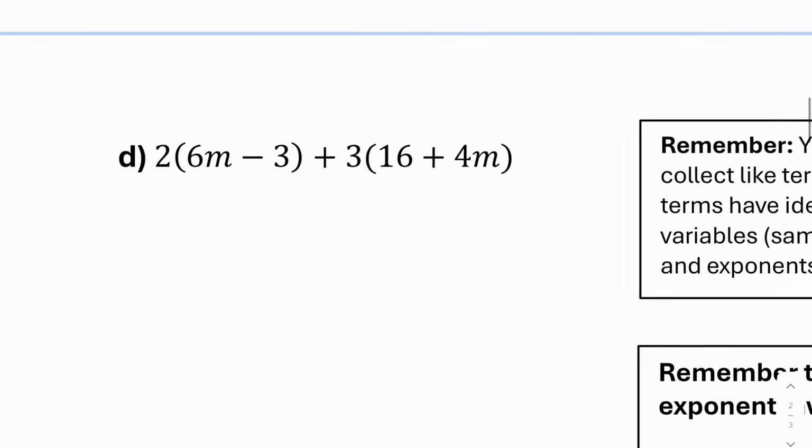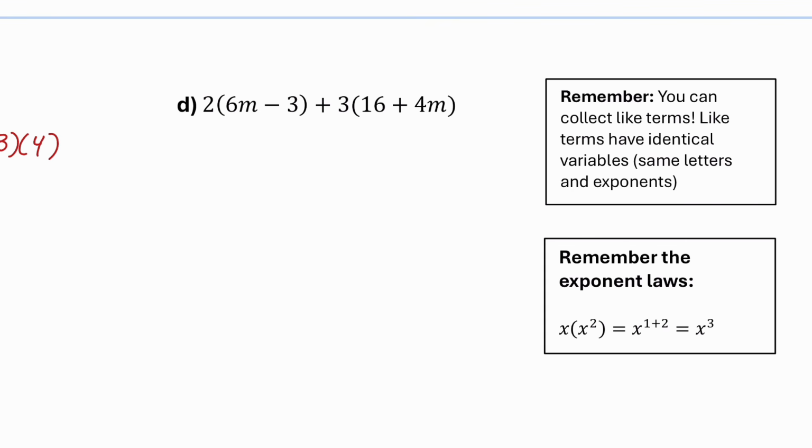Moving on to part D. Well, to expand means to get rid of the brackets by finding the product of the monomial with the binomial using the distributive property. And I'll have to do that with this product as well to get rid of all the brackets, and then I'll collect all my like terms at the end to simplify the expression.